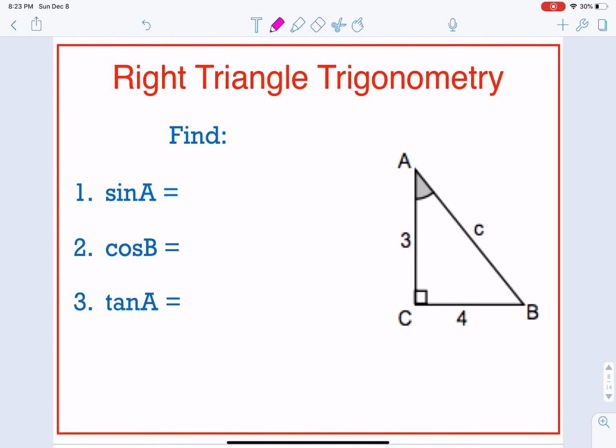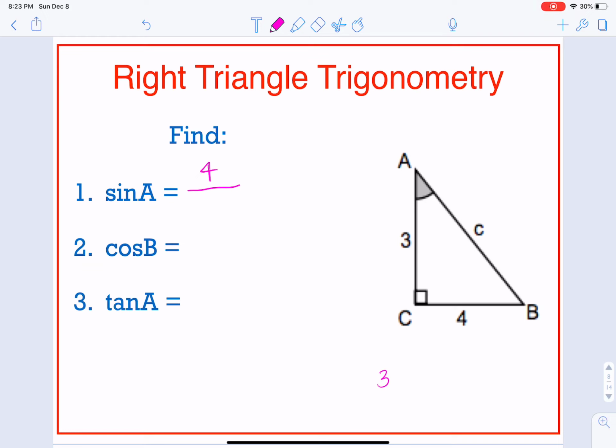So moving right along, and I know we're kind of going through these a little quickly. Again, this should be a review. So moving right along with this right triangle trig, let's go back. Sine of A here is going to be 4 over C.